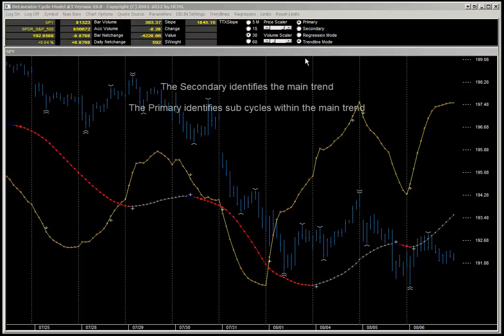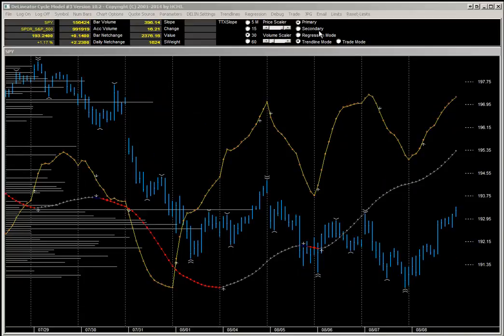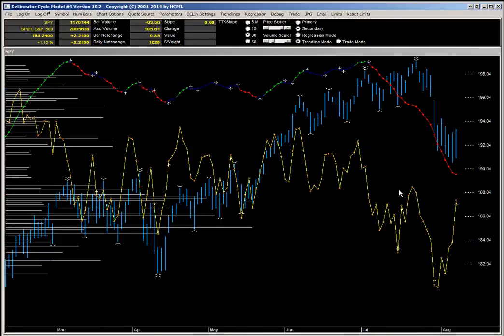the process of using the delineator is using two time frames: a longer term time frame to identify the main trend, and a shorter term trading time frame to trade subcycles within that longer term trend. So let's switch over and take a look at our secondary delineator, and all we do is click secondary, and there it is. Here's our primary. Here's our secondary. So the secondary defines the main trend on a daily basis.